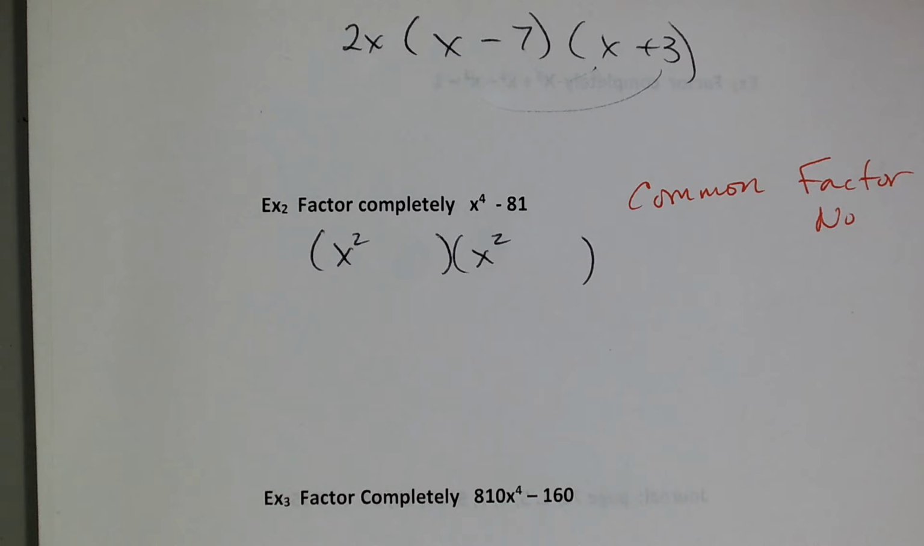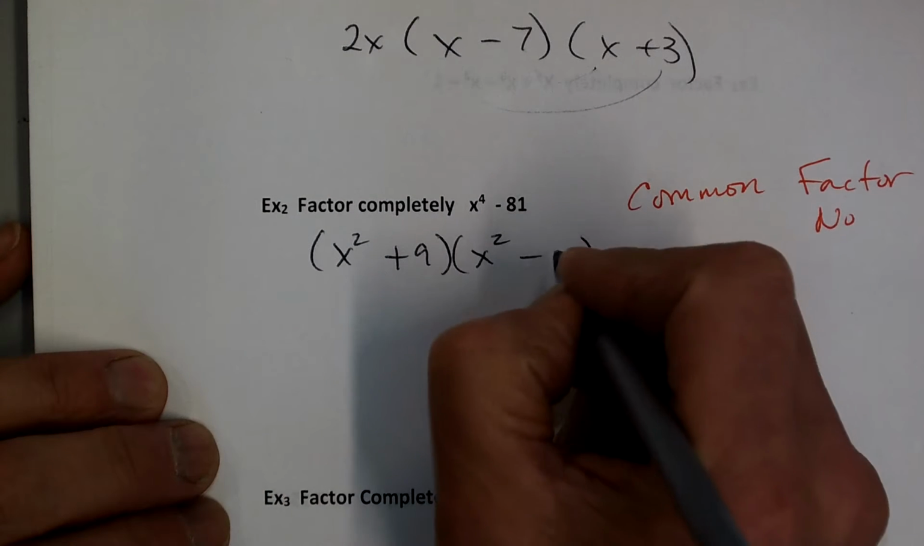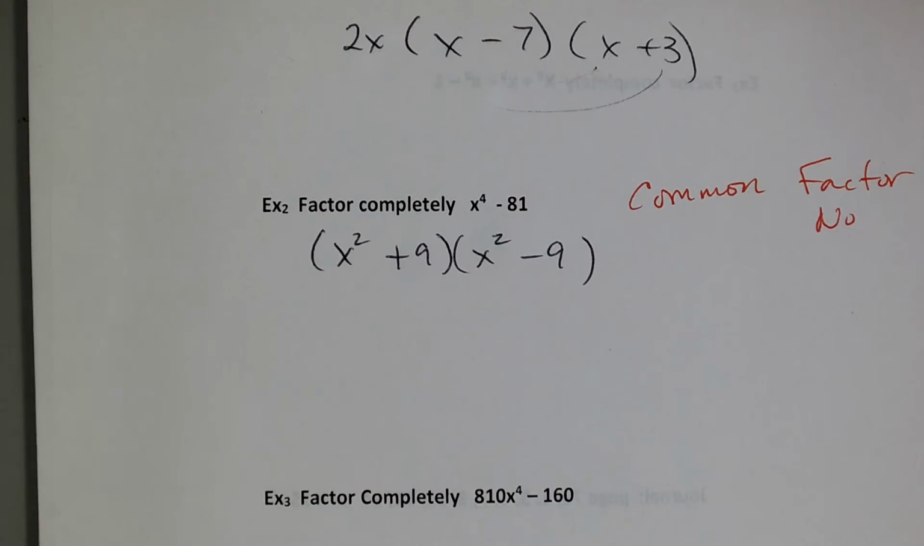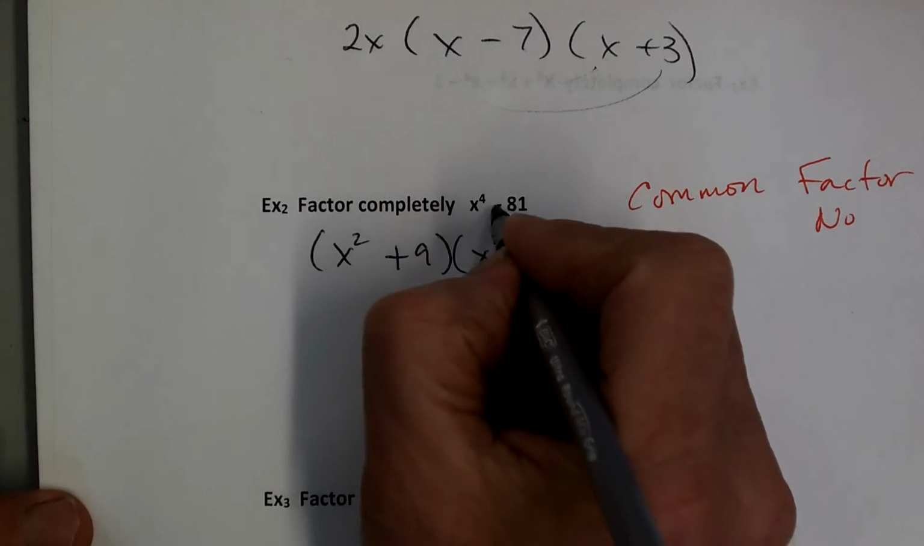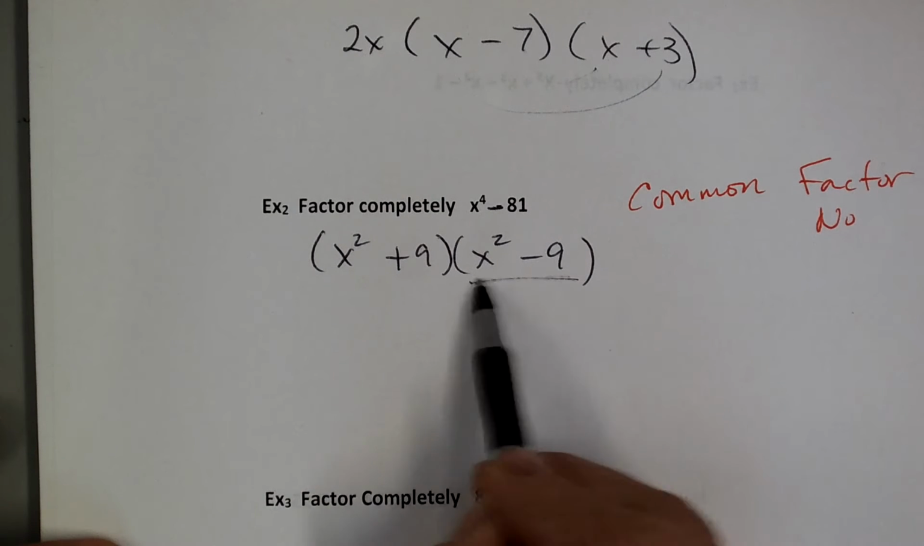And 81. Somebody shout it out. What times what makes 81? Go on, you guys. 9. Perfect. How about if I go a positive 9 and a negative 9? I want to go plus and minus because I need a negative 81, right? Nice job. Everybody good?